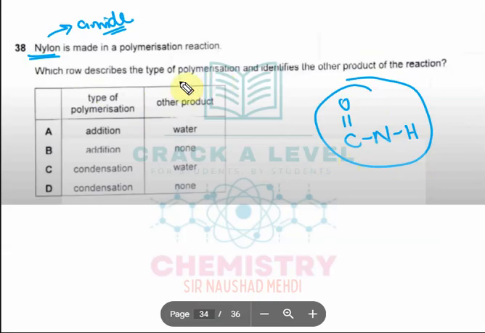Which row describes the type of polymerization? Since nylon has the amide linkage, a functional group is present in the nylon. So it would be a condensation polymer, not an addition one, because addition polymers are formed when you have a double bond between the carbon atoms, when you have an alkene. Over here, since we have a functional group, that would be a condensation polymer. And you all know that in a condensation polymer, the byproduct is always water, which is produced along with the polymer. So option C would be the correct answer for this.